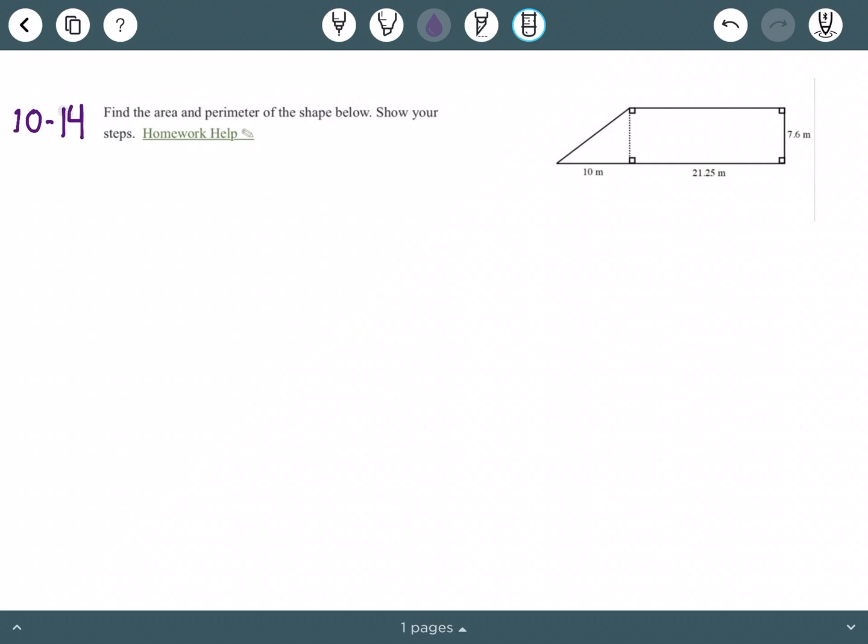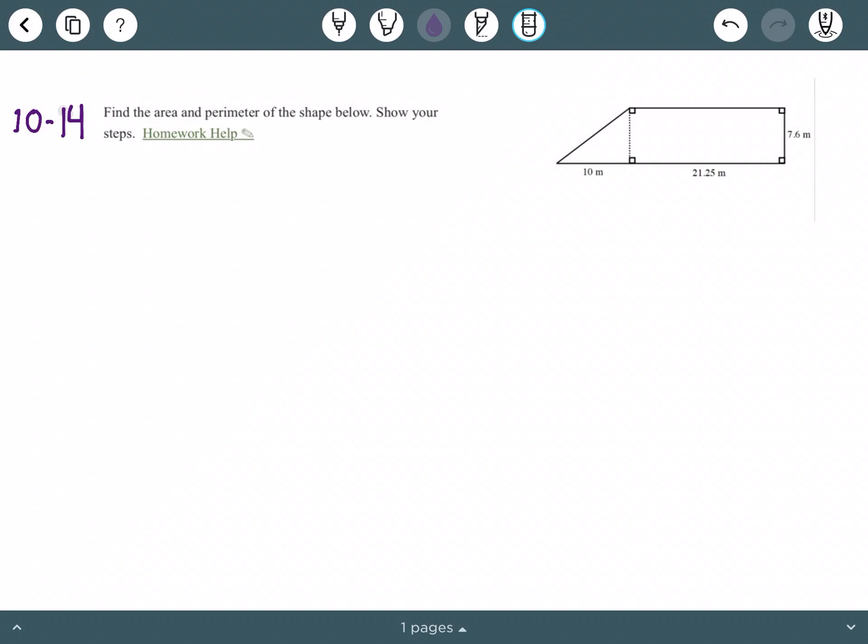Find the area and perimeter of the shape below. Show your steps. So we have a complex figure here. You can see that we have a triangle that is attached to a rectangle. There are going to be quite a few steps here, but I promise you that you have all of the knowledge you need to solve this. It's just a matter of persevering to get through it. So let's go ahead and get started.